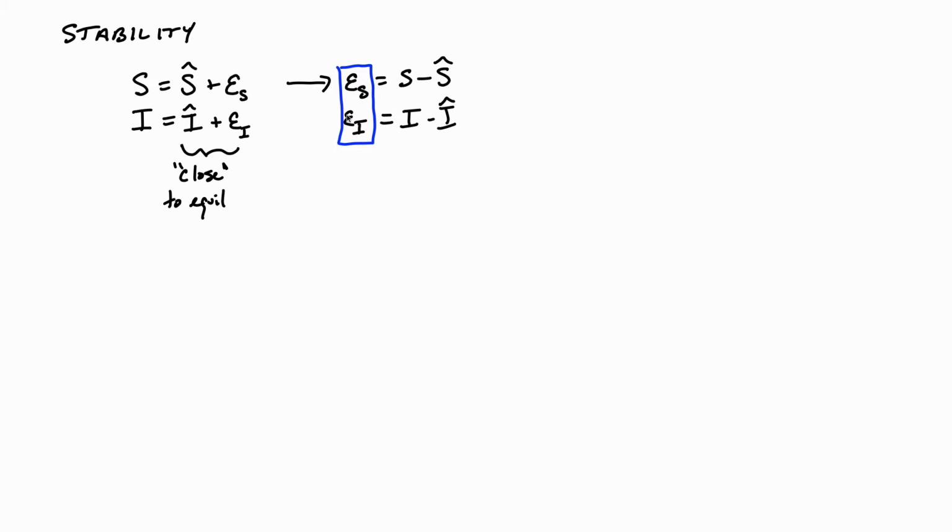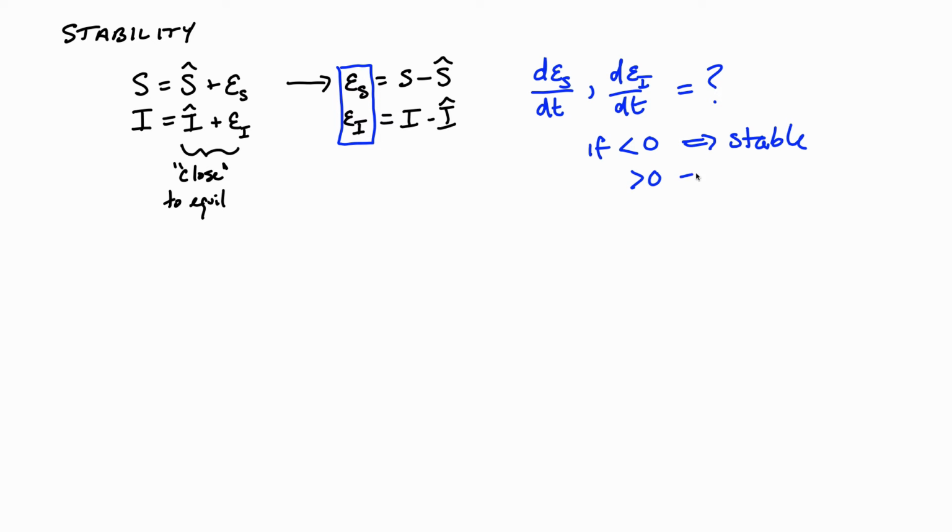If these are going to shrink, that means that the system is going to go back towards the equilibrium point and it's stable. If these are growing, that means the system is going to blow away from the equilibrium point. So what that really means is that we need to know the rate of change of our little perturbations, right? If these guys are less than 0, our system is going to be stable at that equilibrium. If they're greater than 0, it's going to be unstable at that equilibrium.